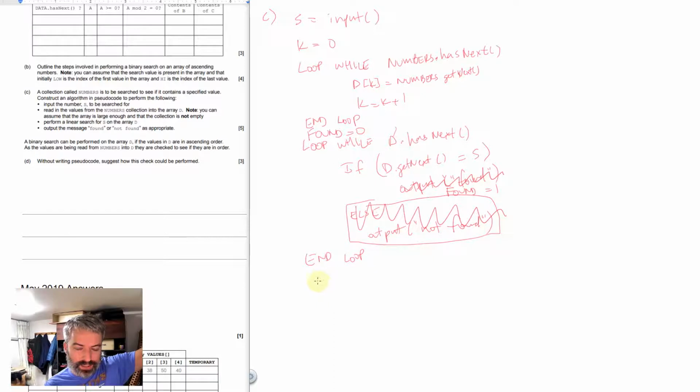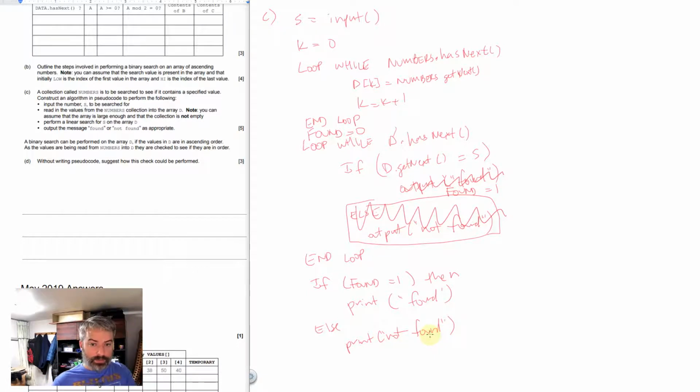And then we can just say at the end, and I'm curious to see the answer on this one, because this is how I'm going to do it. I think it works totally fine. If found is equal to 1, then I can output found. Else, print not found. I think that's a pretty elegant way of doing it. I'm wondering if there's probably a better way, but that's what I'm going to do.